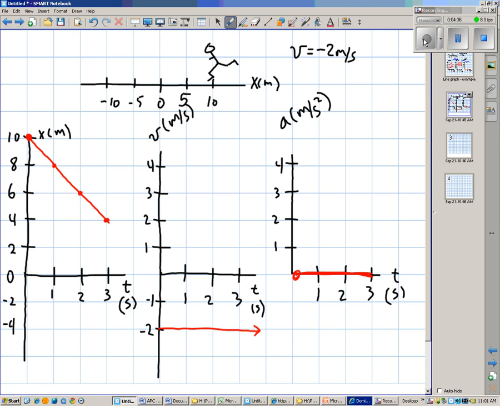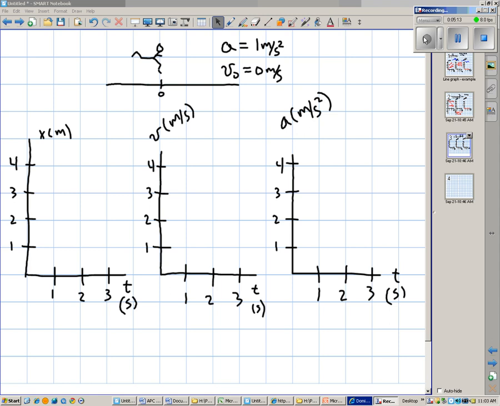Now, if I were to continue it on, we can see where the person would hit the x-axis, what time that would happen. But the important thing to realize is the slope of this line right here equals negative 2 meters per second. The slope of that line gives me velocity. So we see that the velocity is negative 2 meters per second as well. We come down here, and we know that the slope of this line is 0, so that means the acceleration is 0 meters per second squared. So the slope of a velocity versus time graph gives me acceleration. Let's look at a third example.